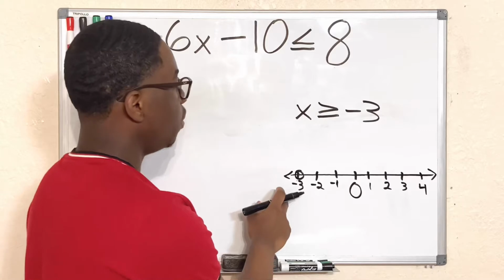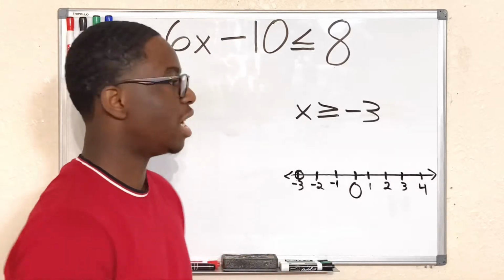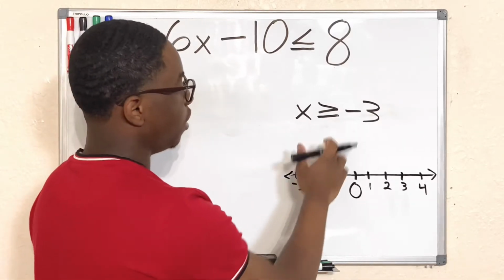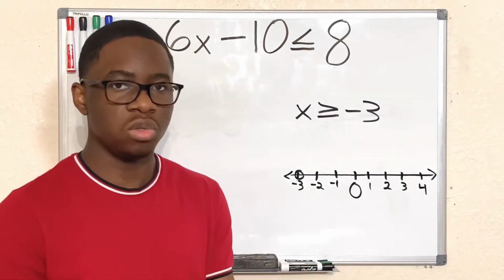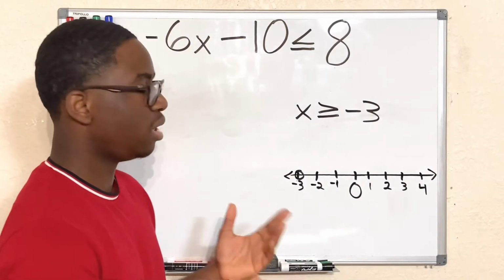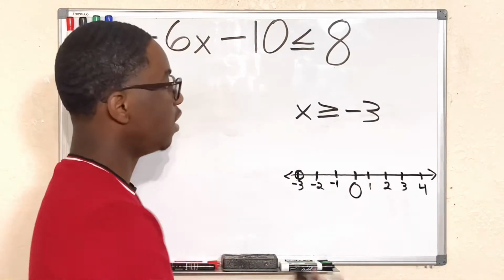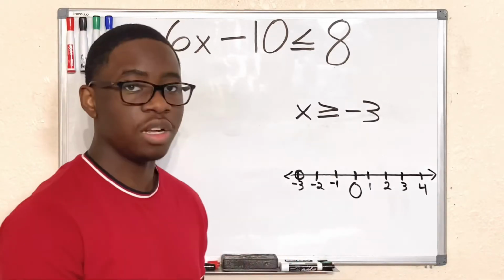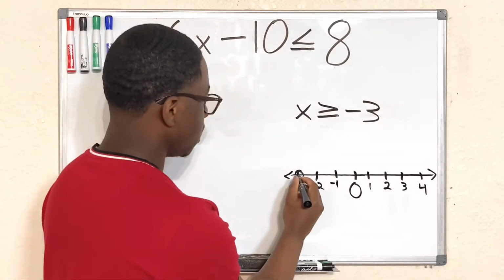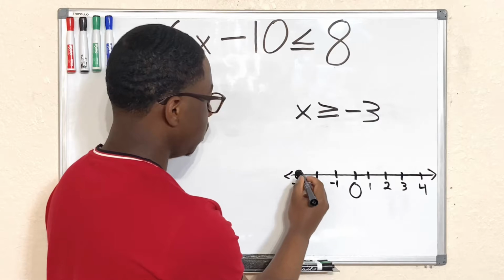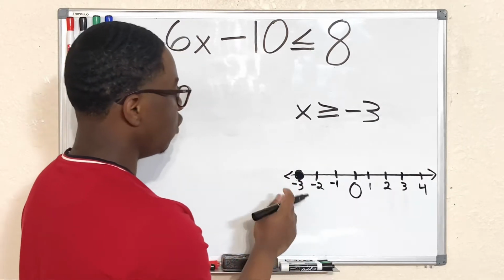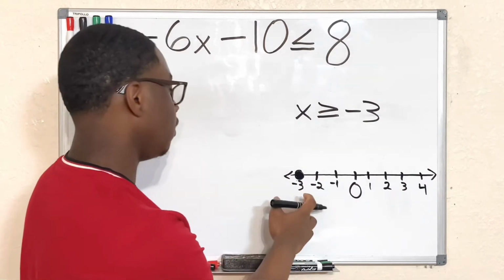Leaving the circle open is only for inequalities that do not have the bottom line, or in other words, an or equal to sign, right? So it's just going to be less than or greater than. If it's greater than or equal to or less than or equal to, we bubble in the sign. So we're going to bubble in the sign because all the values are also including our negative 3.